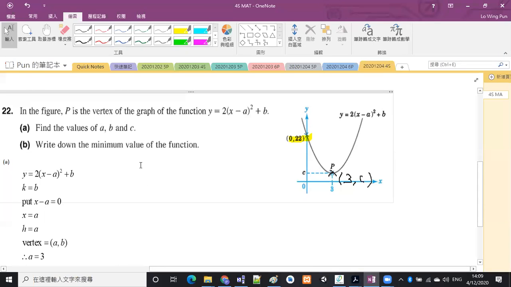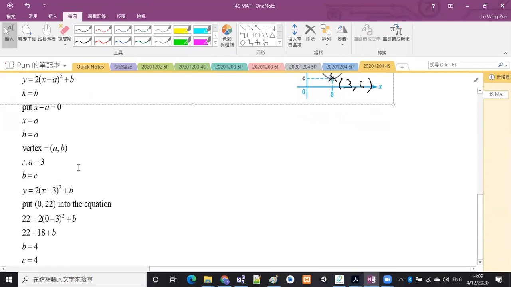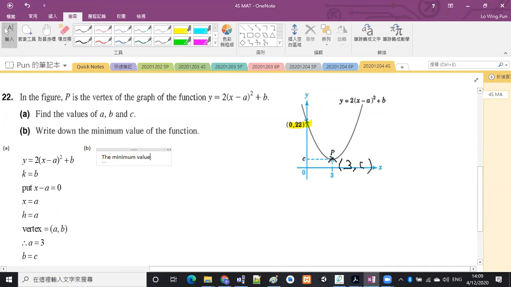And then part B. So write down the minimum value of the function. Oh, that is very easy. The minimum value of the function will be just the k value. Okay, and the k value, in this case, our k value is equal to b, but we have already found the value of b to be 4. So we just write down, therefore the minimum value is 4. That is like this. Is that okay?